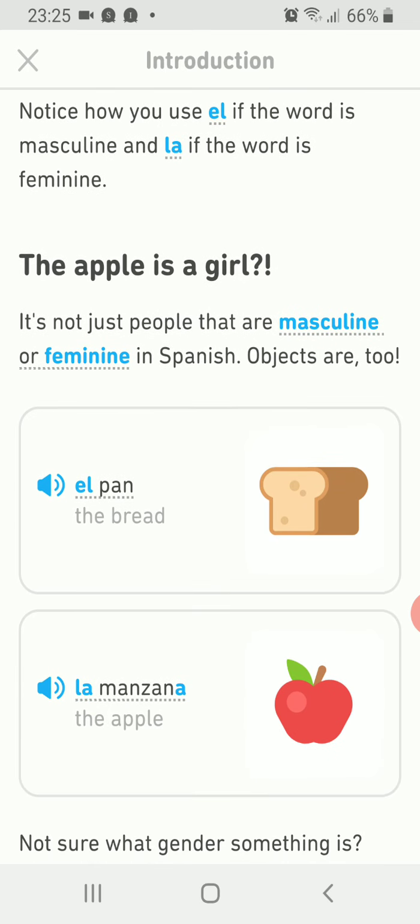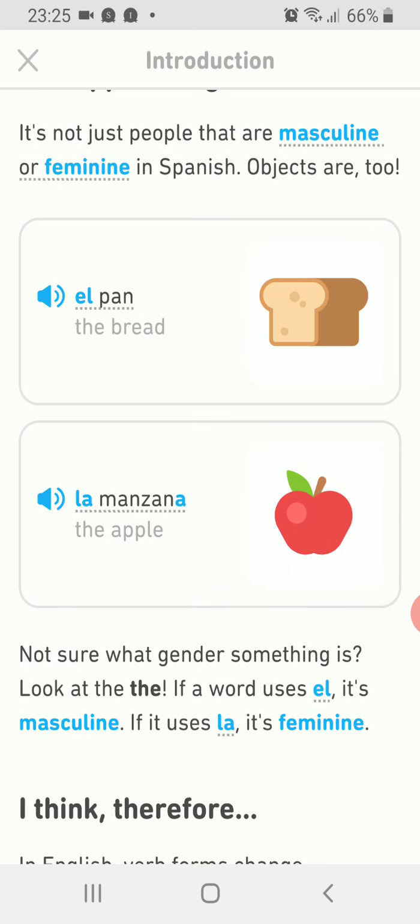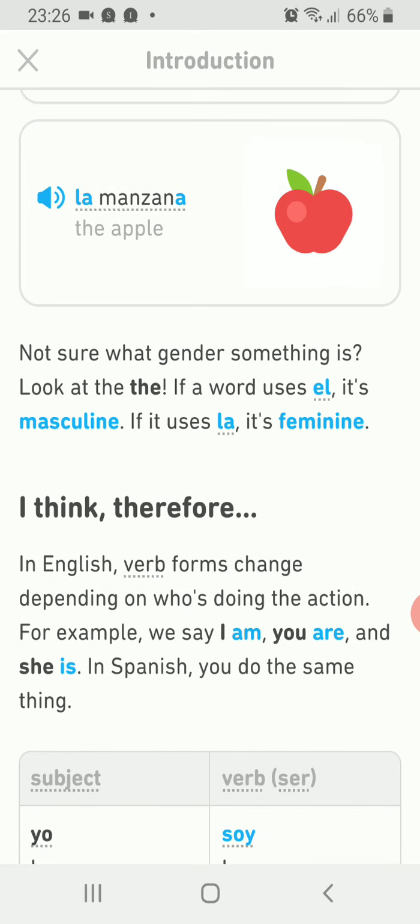It's not just people that are masculine and feminine, but things also have a gender in Spanish. So objects, including things, animals, and so on. So el pan, for example, pan is bread, so the bread, this is definite, but it is masculine. And la manzana, it's the apple, and it's feminine. So if you're not sure what gender something is, look at the article. If a word uses el, it's masculine. If it uses la, it's feminine.